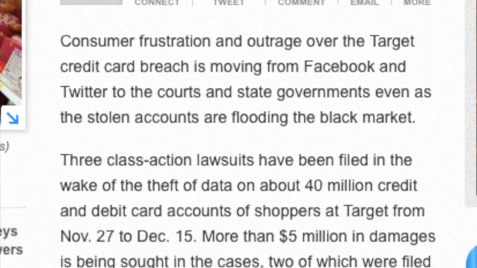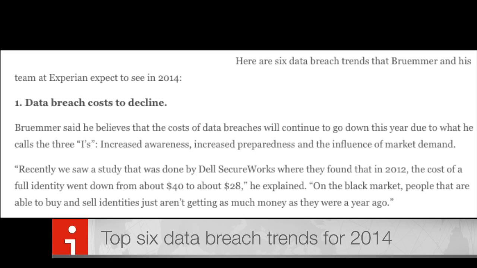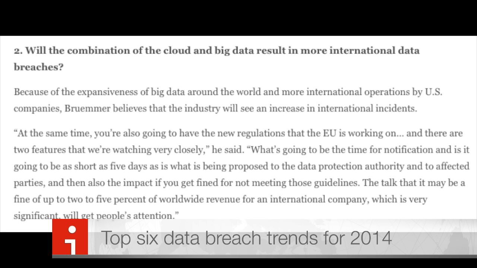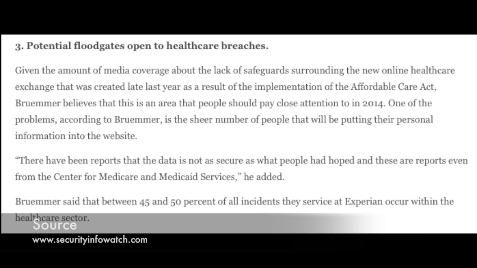Target had initially reported that 40 million credit and debit card accounts were affected. As part of Target's ongoing forensic investigation, it has been determined that certain guest information, separate from the payment card data previously disclosed, was taken during the data breach, Target stated.